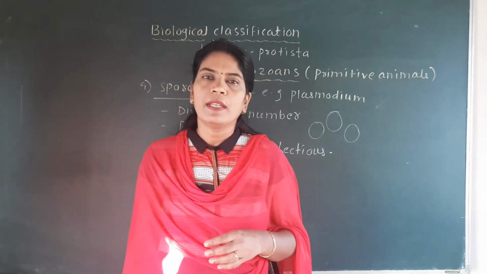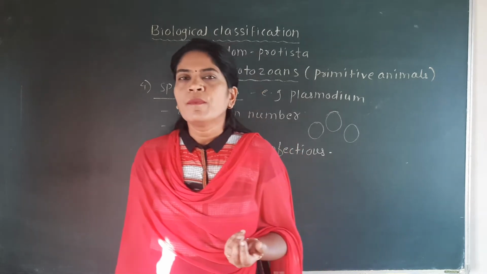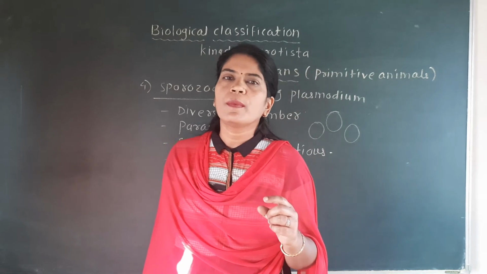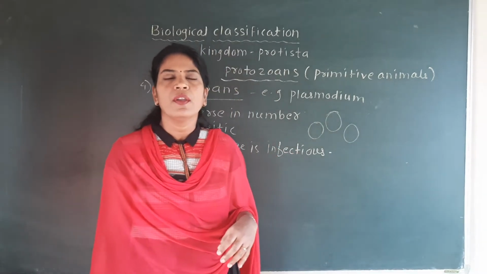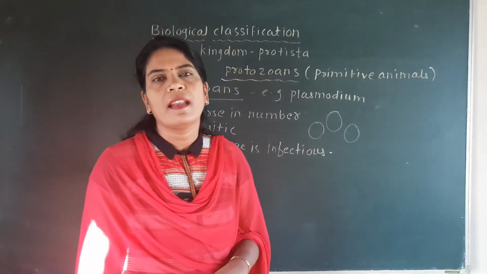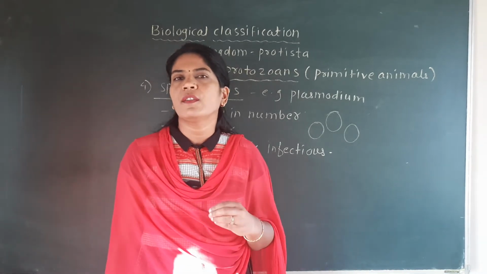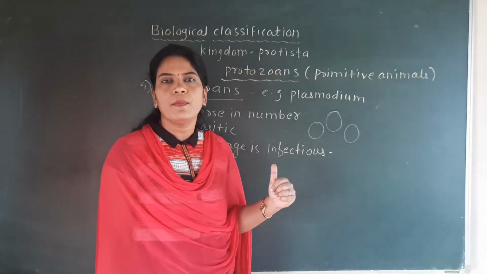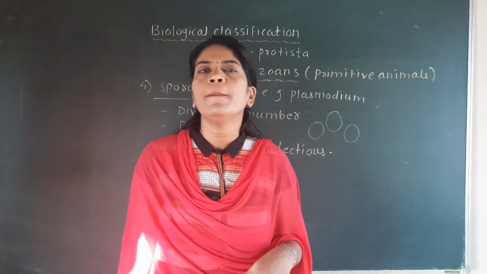So vector or carrier means what? The insect which is responsible for transmission of disease from one person to another person is called a vector. Vector, what does it do? It carries the disease from one person to another person, that is called a vector. So in this disease, the mosquito acts as a vector which carries the disease towards the human being from that infected person to the healthy person.